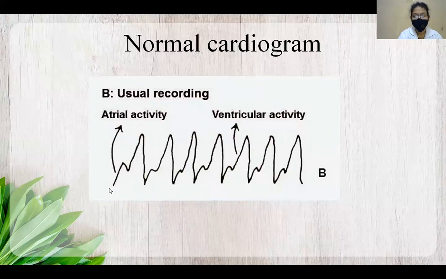Now, ideally, when the frog's heart contracts, it should record three waves: that of the sinus venosus, which is a very small wave, then the atrial activity, and then the ventricular activity. Usually the ideal recording has three waves, but what we usually get is a recording of two waves, that is atrial activity and ventricular activity. Here, the contractions are seen as upstrokes.